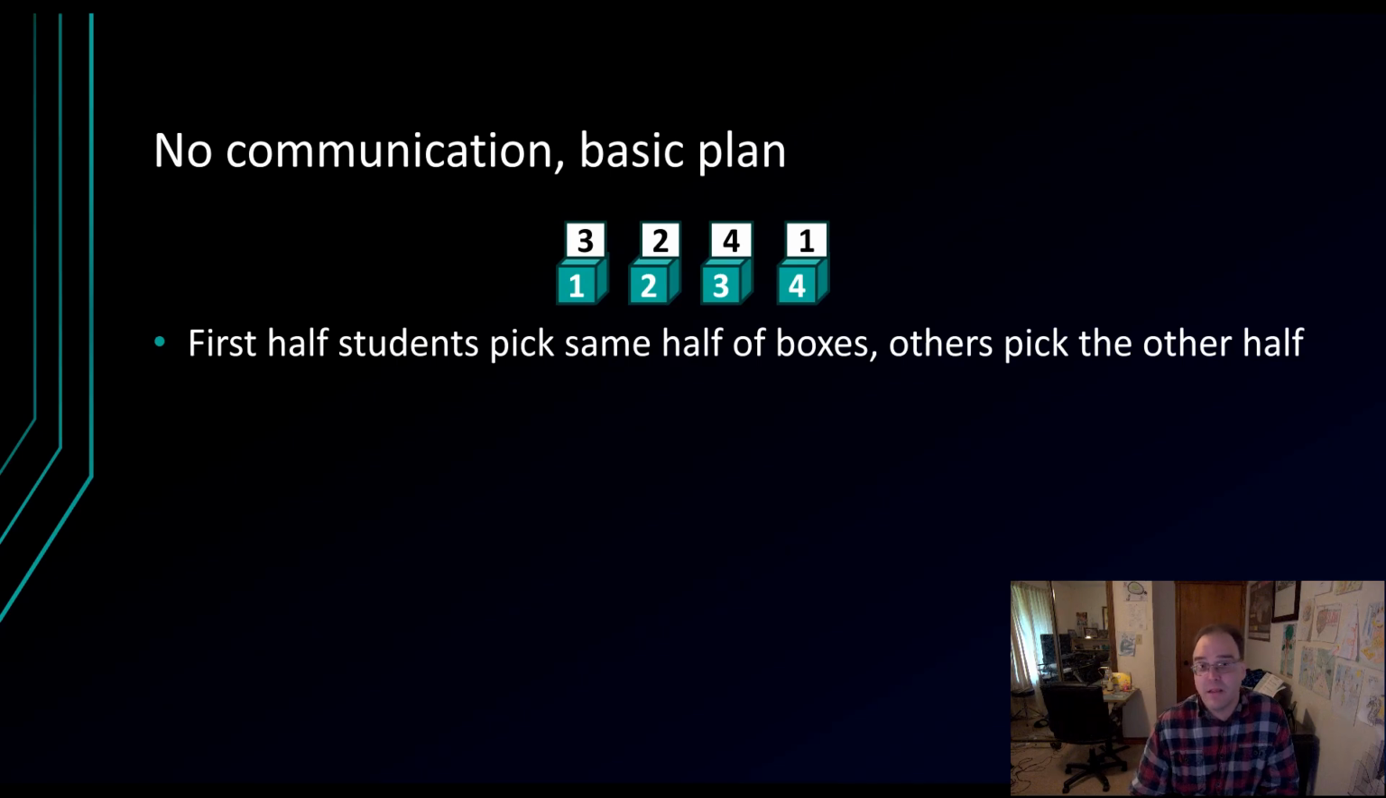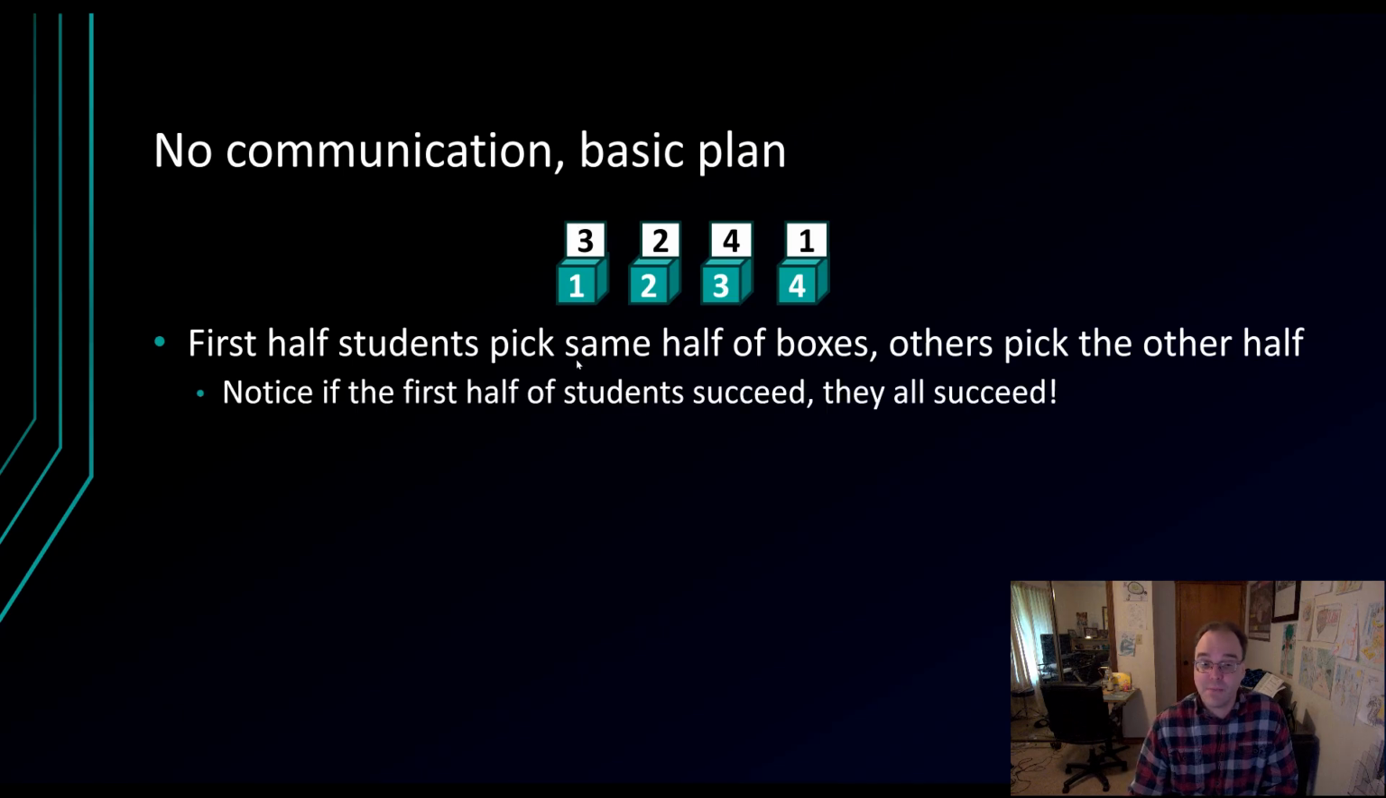All right, that's a plan before they even go into the game. And then they just do it. They never communicate anything once they start the game. Students 1 and 2 go in and pick boxes 2 and 4. Students 3 and 4 go in and pick boxes 1 and 3. As you notice, they're going to win, right? That's how I've got the boxes lined up here. The even boxes, 2 and 4, have students 1 and 2 in them. The odd boxes, 1 and 3, have 3 and 4 in them.